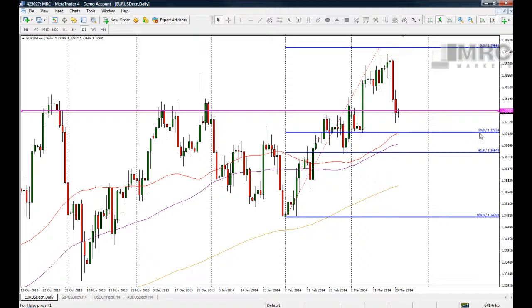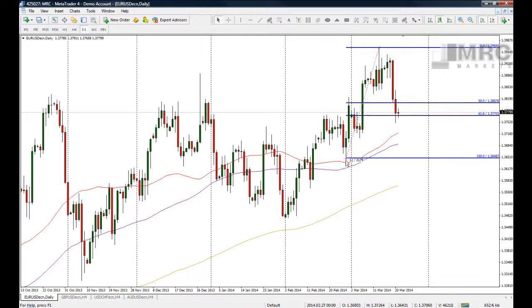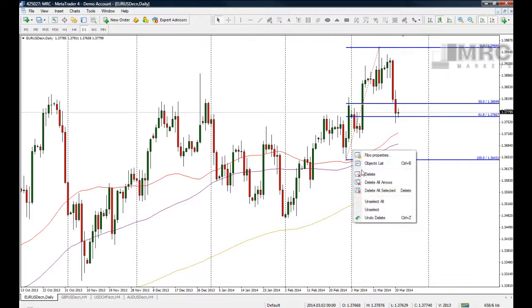Personally, I think this 50% here will be a much better level as well. I think you get a bigger bounce up there, because you have more convicted buyers, I'd have thought. More people will be looking at this fib here than this one here, in my opinion. But we just have to wait and see, and that's pretty much it, to be honest with you.